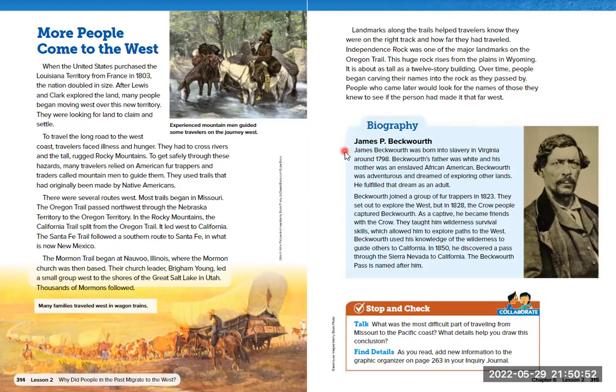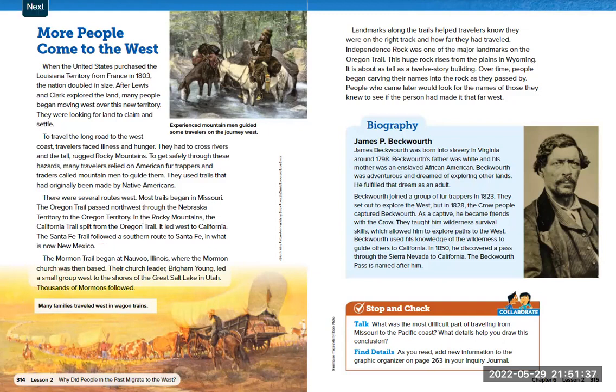Beckwourth. James Beckwourth was born into slavery in Virginia around 1798. Beckwourth's father was white and his mother was an enslaved African American. Beckwourth was adventurous and dreamed of exploring other lands. He fulfilled that dream as an adult. Beckwourth joined a group of fur trappers in 1823. They set out to explore the West, but in 1828, the Crow people captured Beckwourth. As a captive, he became friends with the Crow. They taught him wilderness survival skills, which allowed him to explore paths to the West. Beckwourth used his knowledge of the wilderness to guide others to California. In 1850, he discovered a pass through the Sierra Nevada to California. The Beckwourth Pass is named after him.